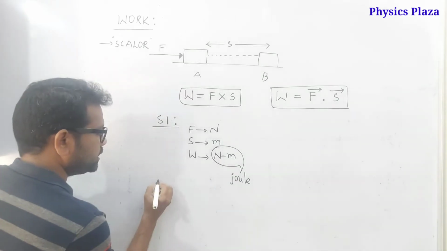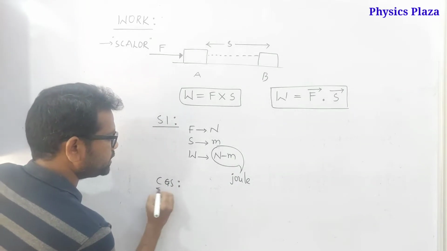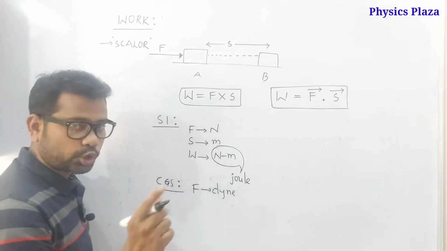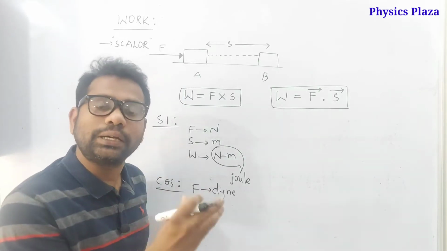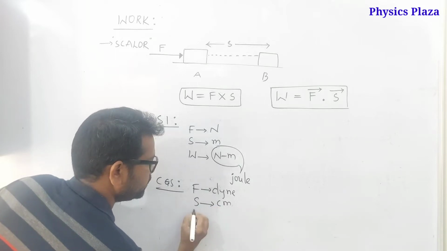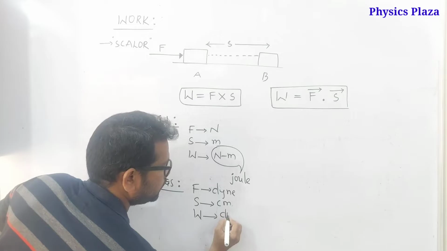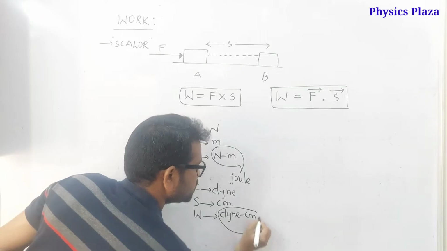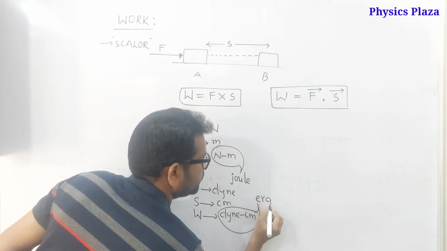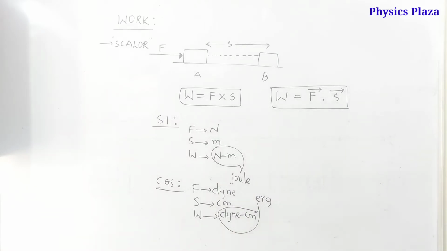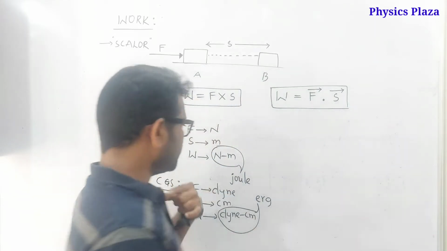And what are the CGS units? In the CGS system, force is measured in dyne. Children, as we have learned already, there is no shortcut symbol for dyne, so let us write dyne completely. Displacement is measured in centimeter. Obviously, work units are dyne centimeter. This dyne centimeter is given a special name called erg. So from now onwards, children, in the exam, if it is asked what is the SI unit of work, we should write joule. What is the CGS unit of work? We can write erg.